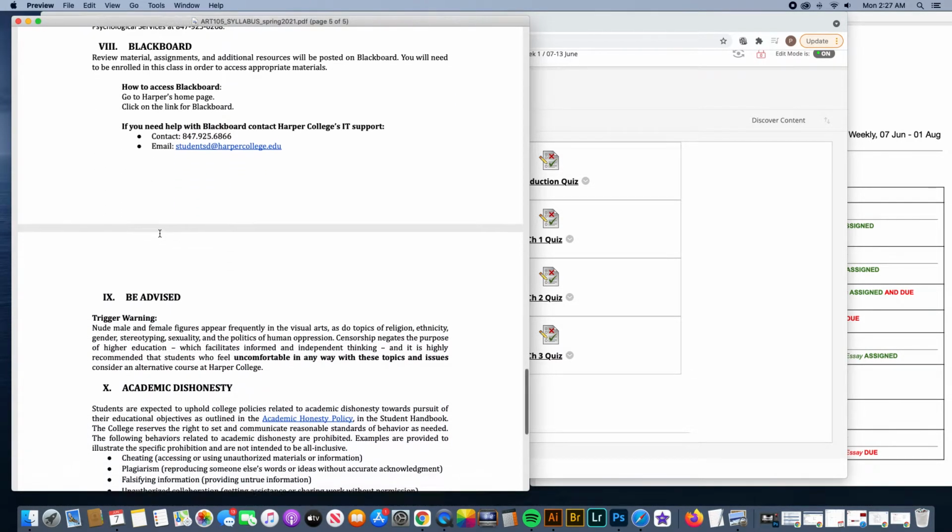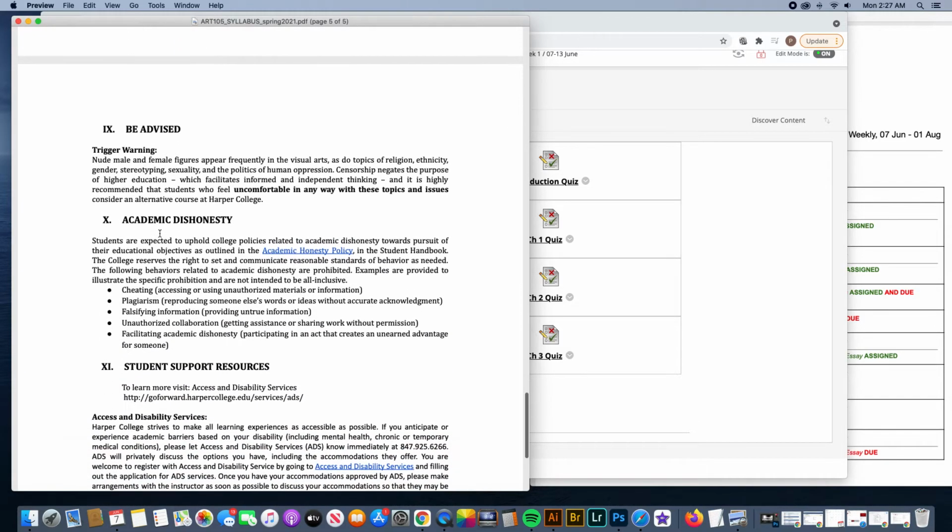Blackboard. We're using Blackboard. Be advised, there are nude male and female figures in art. It happens all the time. It's been happening for centuries. And so some of those might even be in photographs. So they're very realistic. Just be aware that you might see some graphic images. You might see some nude people as well.